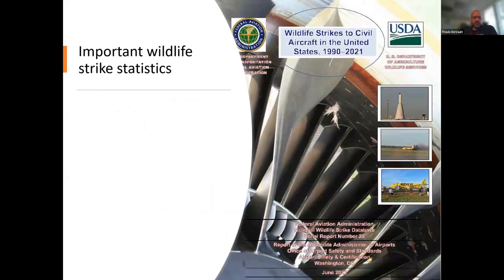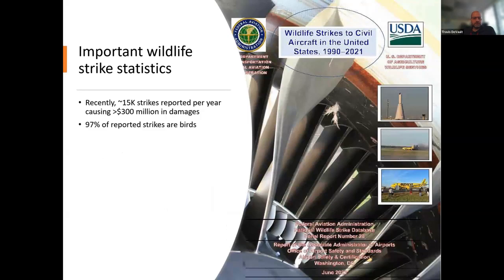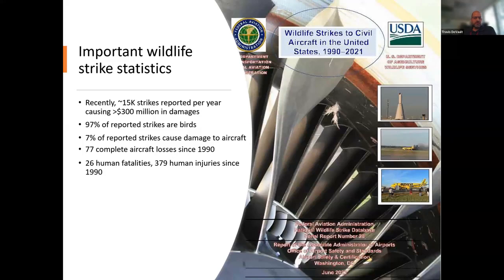So some really important wildlife strike statistics to know. Again, over 15,000 strikes reported per year in recent years, causing over $300 million in damages. 97% of reported strikes are to birds, although various mammals and reptiles are also struck. 7% of reported strikes cause damage to the aircraft. Usually that's minor damage, but not always. There have been 77 aircraft total losses in the past 30 years, and there have been 26 human fatalities and close to 400 injuries during that time.